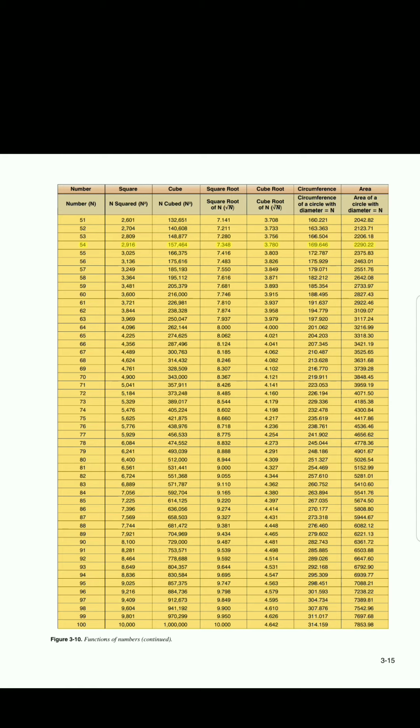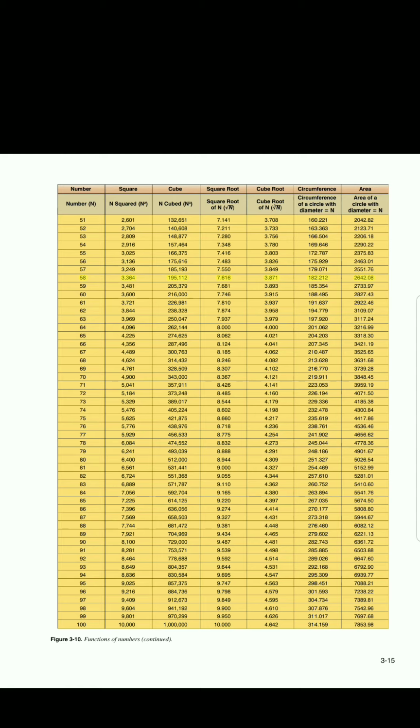55, 3025, 166,375, 7.416, 3.803, 172,788, 2375.83. 56, 3136, 175,616, 7.483, 3.826, 175,929, 2463.01. 57, 3,249, 185,193, 7.550, 3.849, 179,071, 2551.76. 58, 3,364, 195,112, 7.616, 3.871, 182,212, 2642.08.